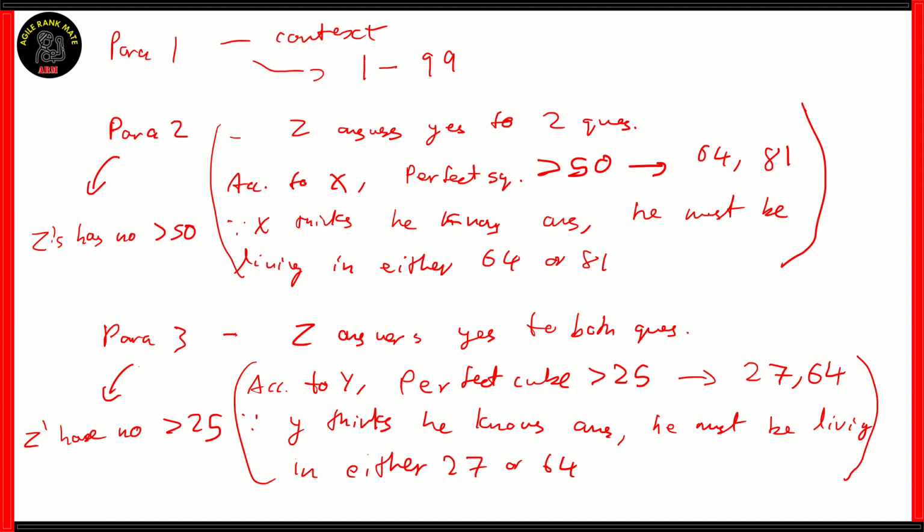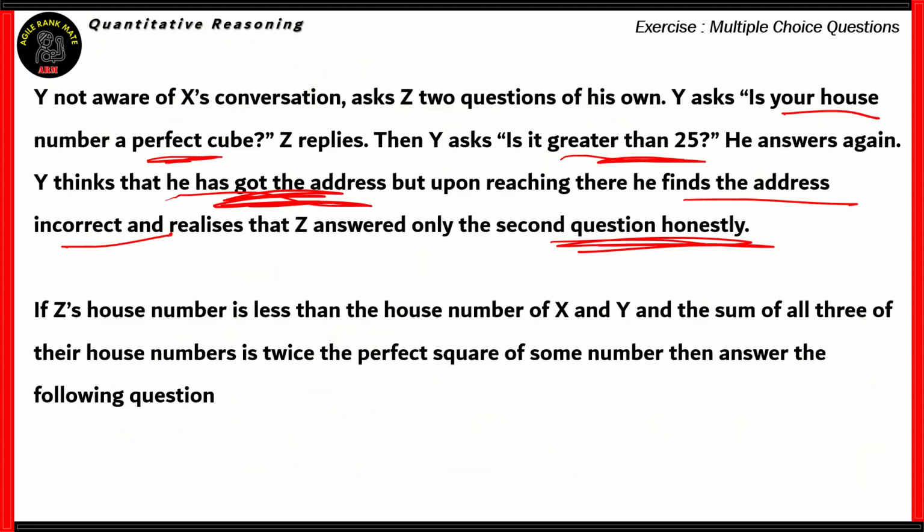Now, let's look at paragraph number 4. In paragraph number 4, it gives us some information. Z's house number is less than the house number of X and Y, and the sum of all three of their house numbers is twice the perfect square of some number. Then we need to answer the four questions that follow.